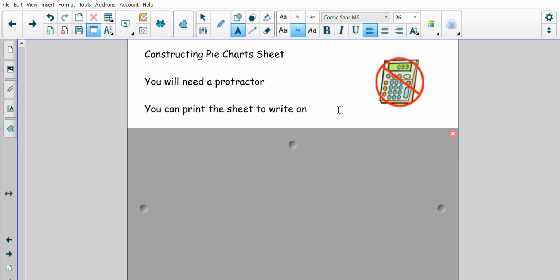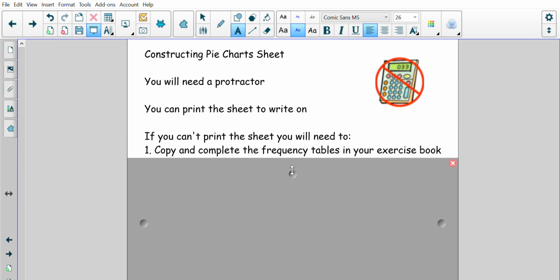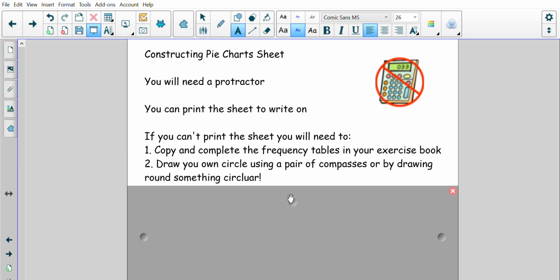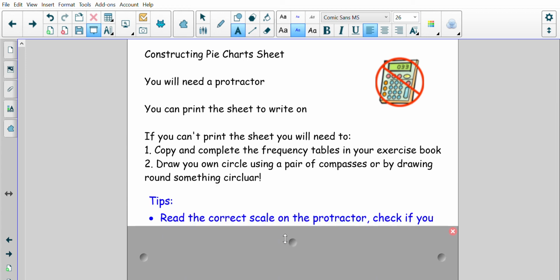It will be easier if you can print the sheet to write on, but don't worry, if you can't print the sheet, you will need to copy and complete the frequency tables in your exercise book, and you will also need to draw your own circle. So you can either use some compasses or you can just get something that's the correct size, that's circular, to draw around. Now, some tips to remember when you are measuring the angles in your pie charts.